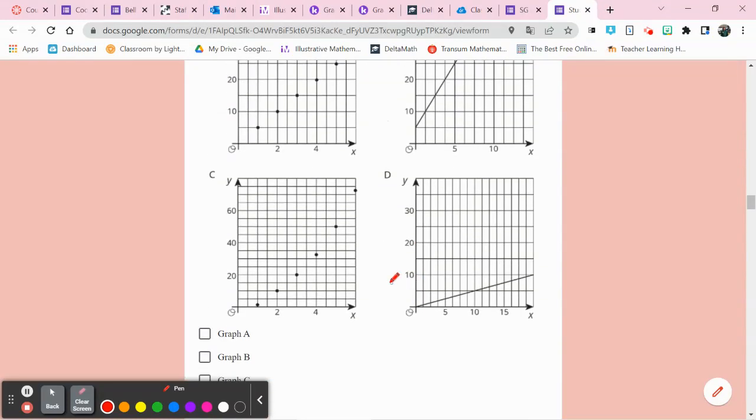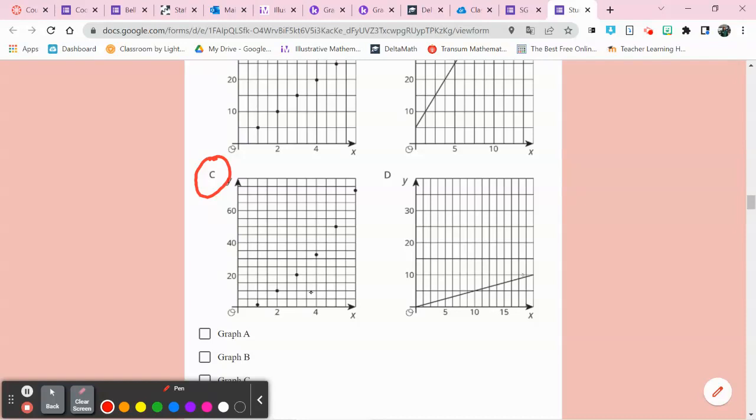C. C, that does not look like a straight line to me. And if you're not sure, you hold your paper up to it, your scratch paper. If it was a straight line, you'd be able to see all the dots along the line. It also does not go through the origin. So it is not proportional.